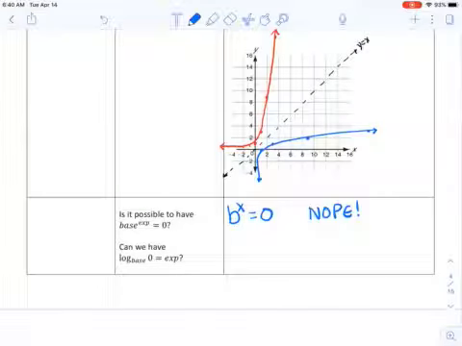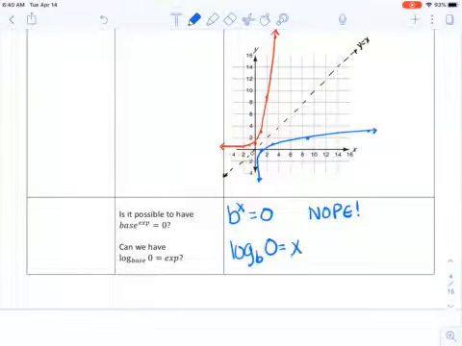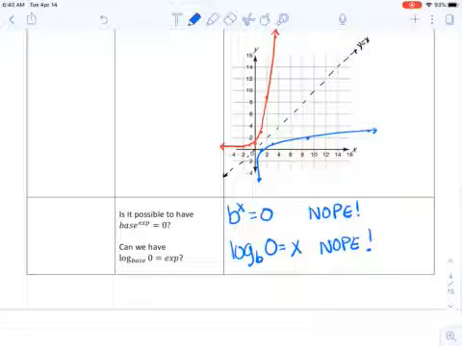So when I look at this, can b to the x power equal 0? No. So if that's the case, then can I also have log base 0 equals x? Nope. Right? Because the answer to the log problem is an exponent. And are you going to get an exponent if that number was 0? No.